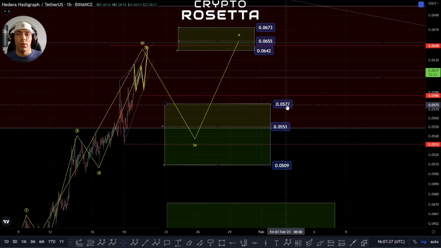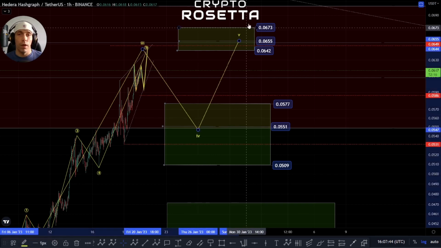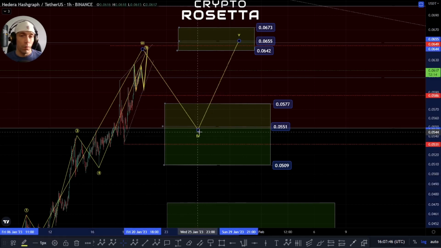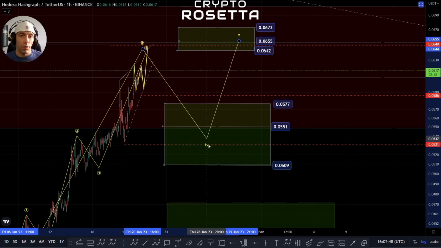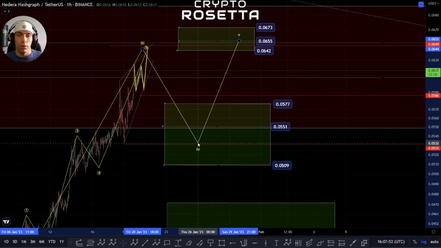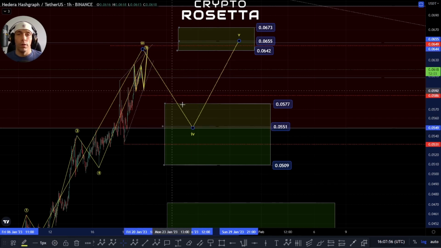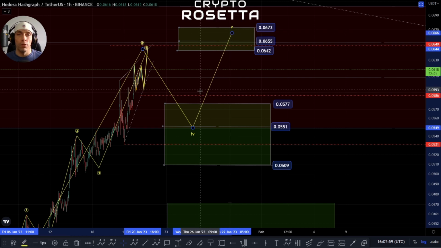So this green box area is a 0577 to this 0509. This would be a zone we could look for to retrace to, find support, and then look to push to the upside. So potentially we could look to come down and retest this zone of this previous fourth, or alternatively it could be slightly higher up here towards this 0551, and then what we'd be looking for is that confirmation by pushing back above this high point that we set.